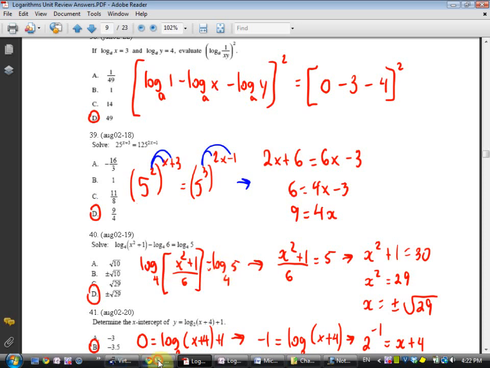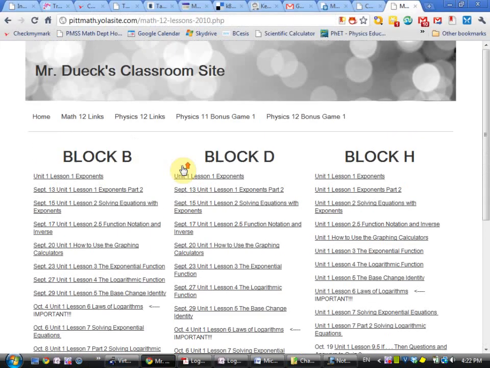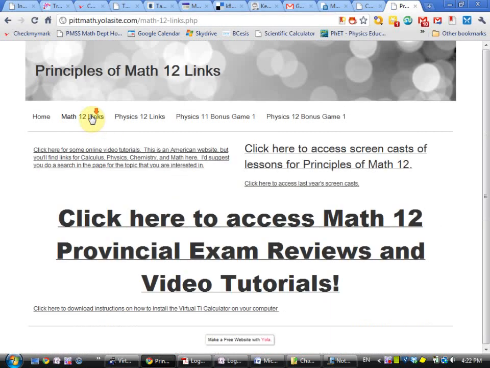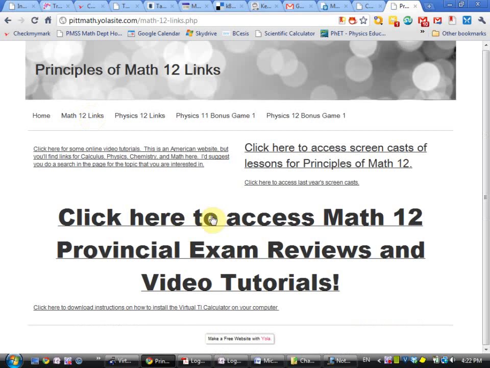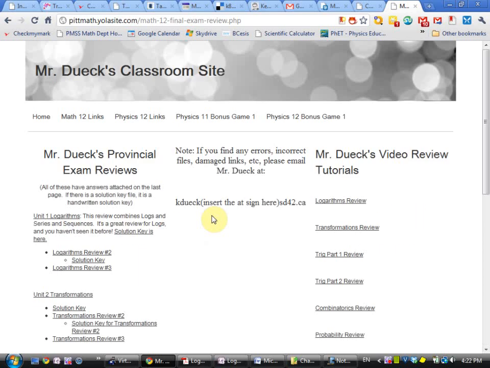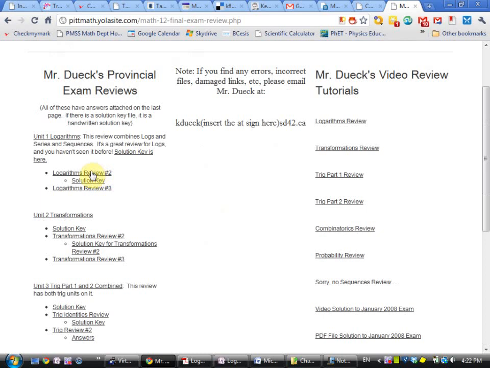Wait a minute. Remember pittmath.com? You click on Math 12 links. What does it say right here in big bold letters? Mr. Dueck loves turtles? I don't think so, but that's okay. Unit 1, logarithms. I have another unit review right here that you haven't seen before with a solution key.